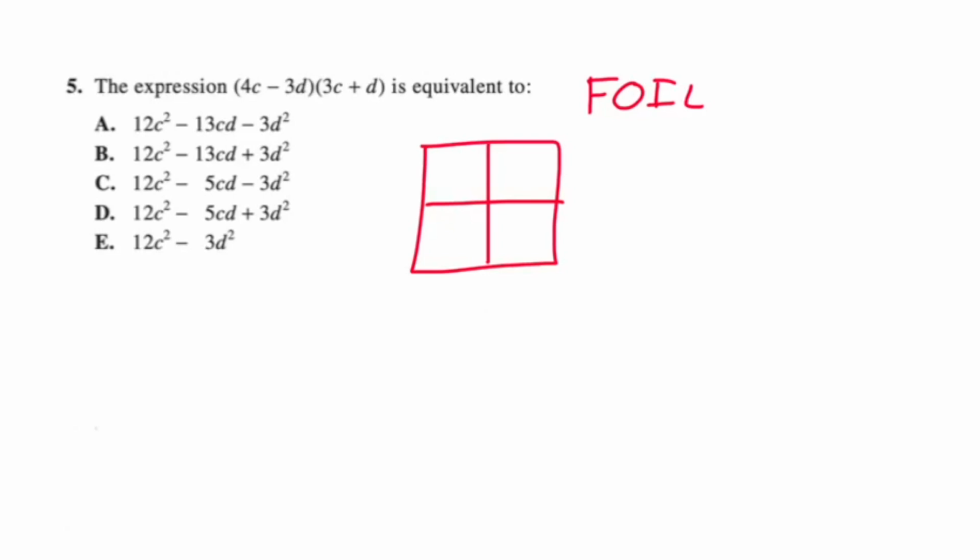But what we do here is we're going to draw a 2 by 2 box because there's 2 things in each set of parentheses. These are each binomials. And then we're going to put 4c minus 3d on top and 3c plus d on the side. It doesn't matter which one goes where, but they do need to be grouped the same way they are in the problem. And now what we do is we just multiply straight into the box. So 4c times 3c would be 12c squared. 3c times negative 3d is negative 9cd.